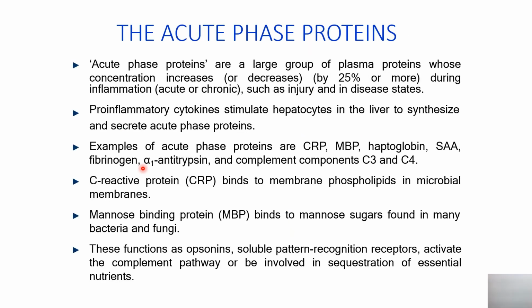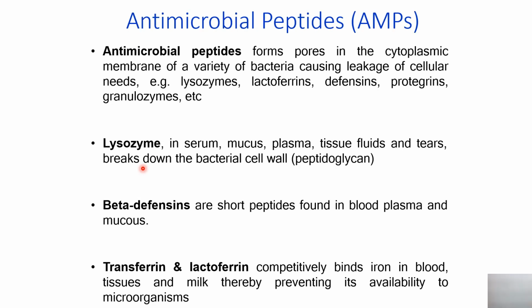So the acute phase proteins are a large group of plasma proteins whose concentration increases during inflammation, that is injury and in disease states. Pro-inflammatory cytokines stimulate the hepatocytes in the liver to synthesize and secrete acute phase proteins. Examples of acute phase proteins are CRP, MBP, haptoglobin, etc. CRP binds to phospholipids in microbial membranes. MBP binds to mannose sugars found in bacteria and fungi. These function as opsonins, soluble pathogen receptors, activate the complement pathway, or are involved in sequestration of essential nutrients.